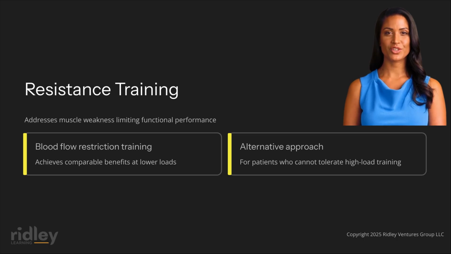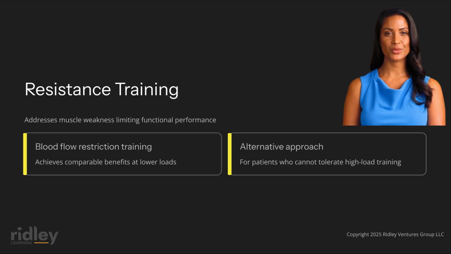Notably, the blood flow restriction approach achieves comparable benefits at substantially lower loading intensities, offering an alternative for patients who cannot tolerate high-load resistance training due to joint pathology, pain, or other limiting factors. The physiological rationale for blood flow restriction training relates to the metabolic stress and hypoxic conditions created by partial vascular occlusion during low-load exercise, which stimulate muscle protein synthesis and hypertrophic adaptations, similar to those achieved with high-load training.